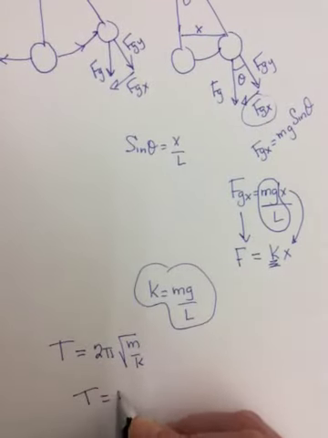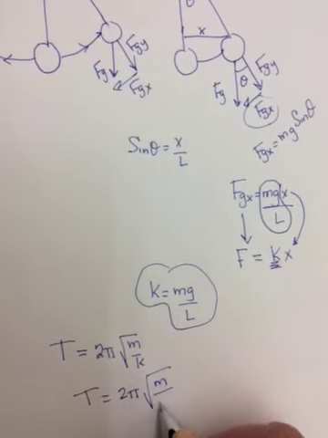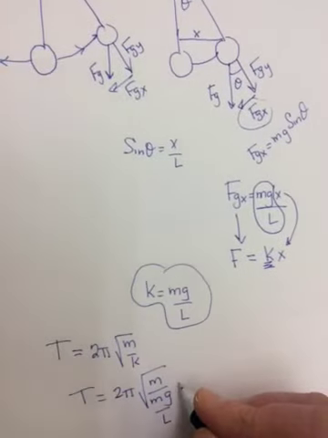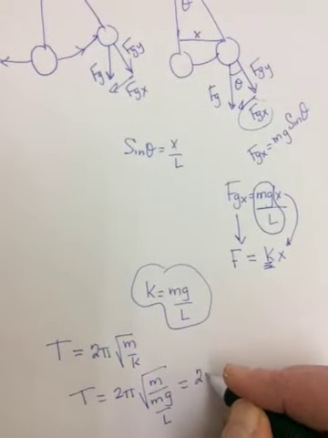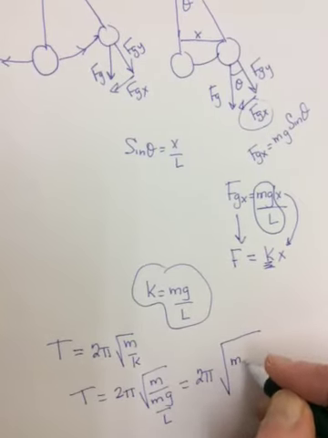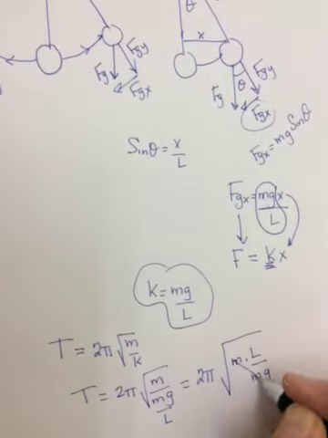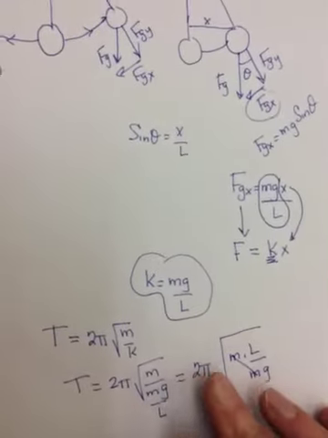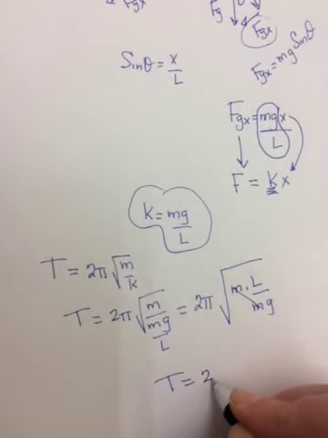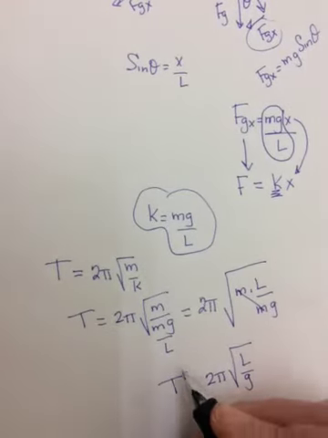So this would be like 2 pi root m over mg over L. Dividing by a fraction is the same as multiplying by the reciprocal. So it'd be like 2 pi root m times L over mg. The m's are going to cancel, and you end up with the period equation for a simple pendulum to be 2 pi root L over g. Okay?